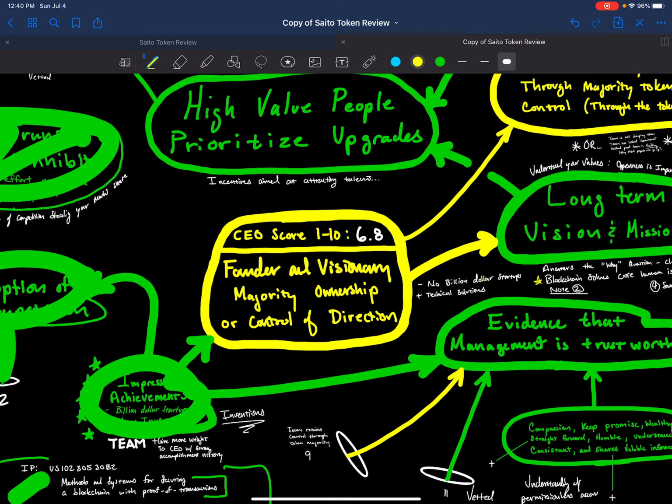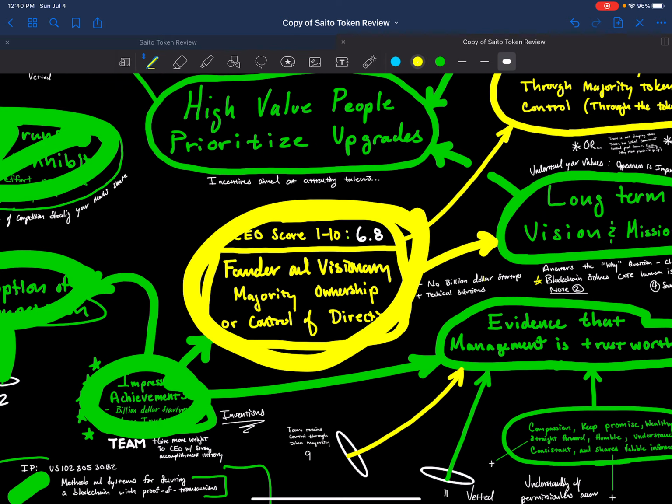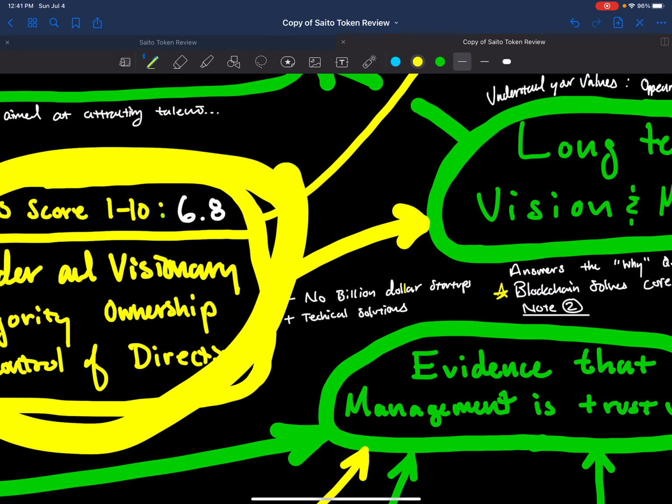Okay, so now as far as the team, I did put yellow for leadership because there's no billion-dollar startups in the past. And guys, if they don't have that experience, that means there's a less probability that they will hit that. But they do have powerful technical solutions, so that is something to consider. But remember, if they've never done a billion-dollar startup before, that's a process that is very difficult to learn.